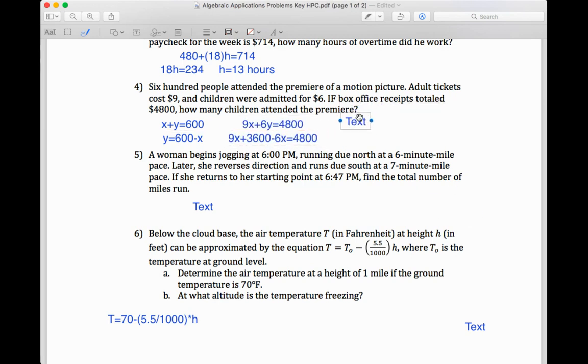I can go ahead and keep going with this, combine like terms. I get 3x is equal to, I subtract the 3,600 over, and I get 1,200, which means x is equal to 400. Remember, x was the number of adults, because adults cost $9 each. So then I do 600 minus the number of adults, which will give me the number of children. So I can do 600 minus the 400 adults that I know attended, which gives me 200 children that attended the premiere.